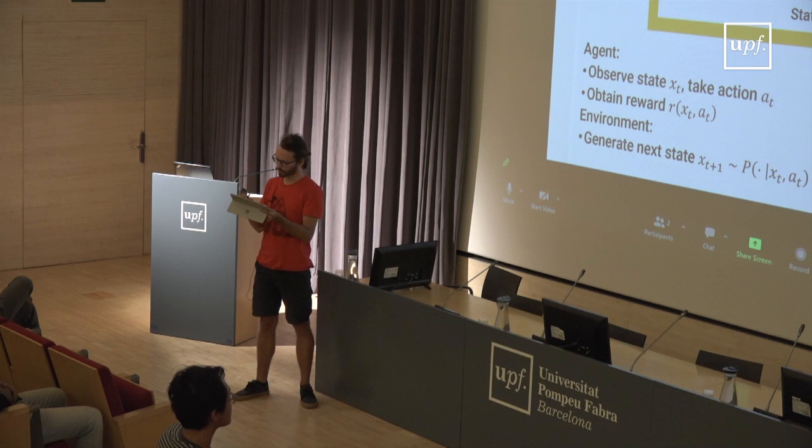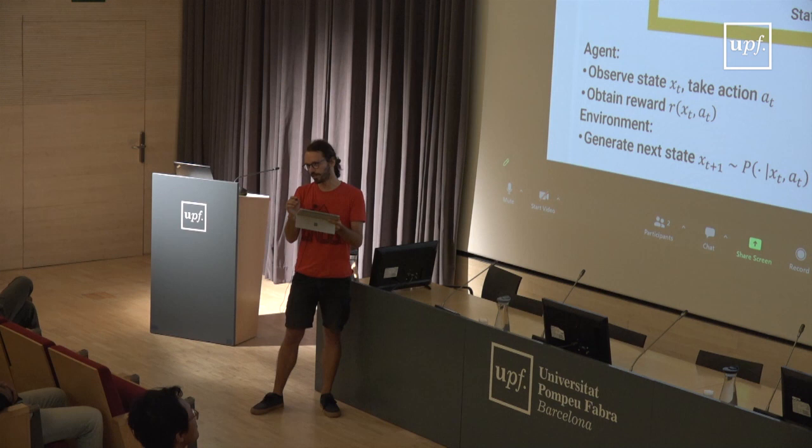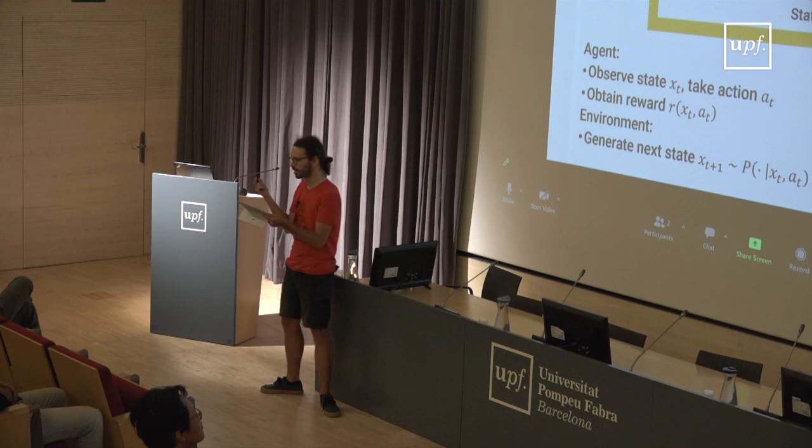I'm writing red on red, so that's very efficient. But what we're going to try to optimize is the sum of discounted rewards, discounted by this gamma discount factor. I don't think I need to explain that too much.